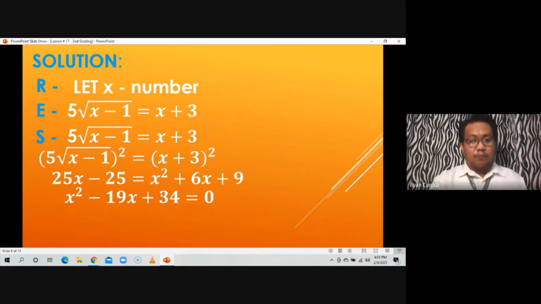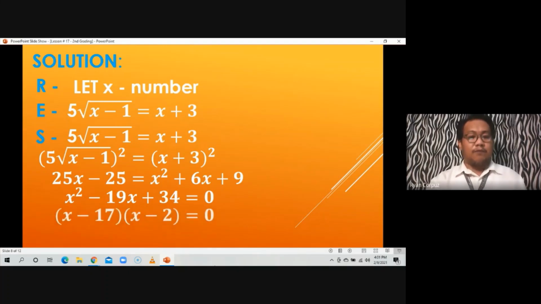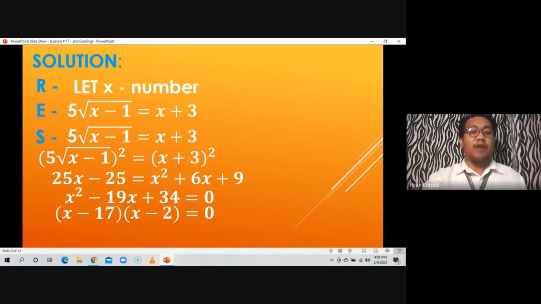What are the factors of 34 that when added, the sum is 19? Di ba meron tayong 17 and 2. So since negative yung middle natin, and positive yung last term, ibig sabihin lang nun, the two numbers that we are multiplying are both negative because they come up with a positive answer in the end. So that's why, ang magiging factors niya ay x minus 17 times x minus 2 is equal to 0. So that we can come up with the values of x as x is equal to 17 or x is equal to 2.